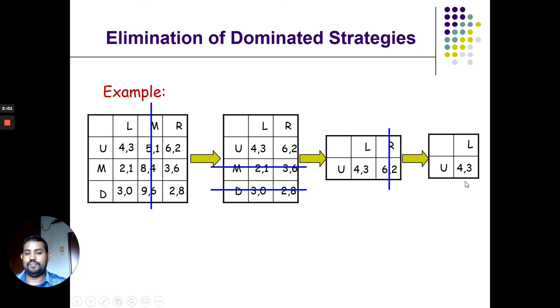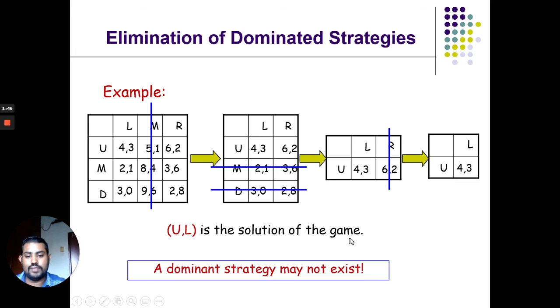4 and 3. Okay, now I hope you understand how we can use elimination of dominated strategy, either using strictly dominated or weakly dominated, in order to solve the issue. So here UL is the only solution of the game.